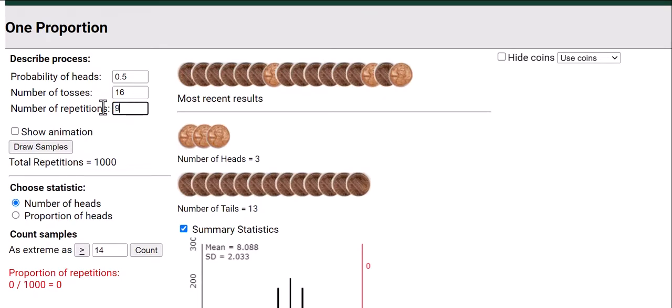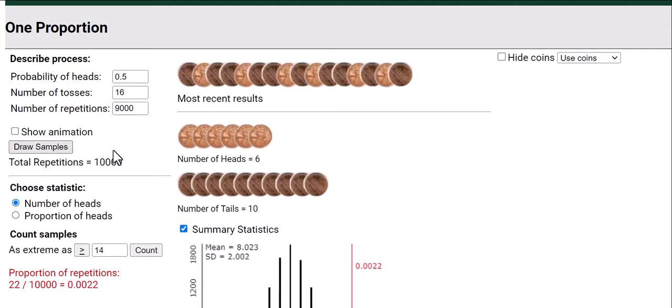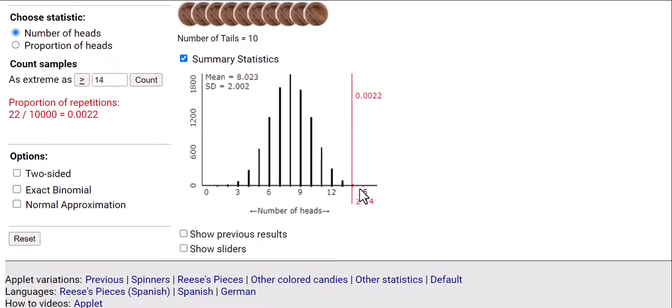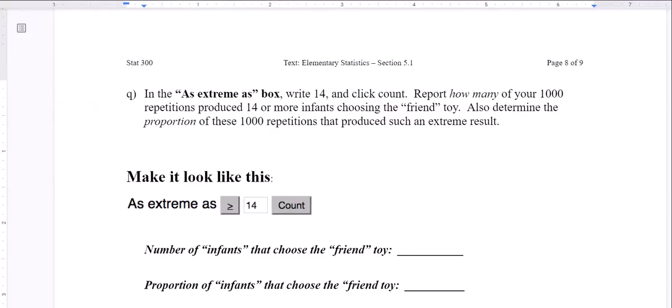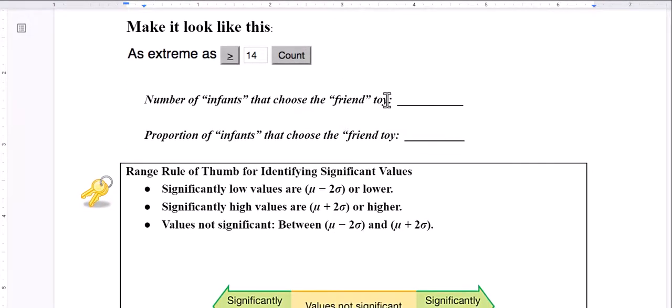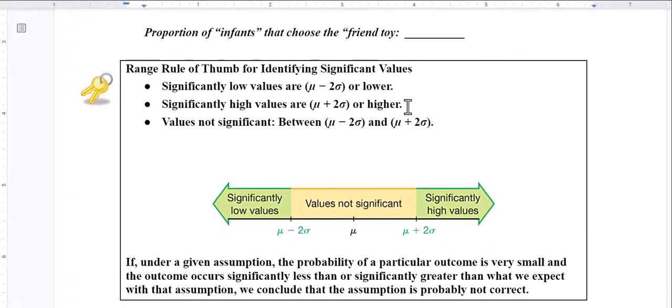And so if you want to be even more sure, you can do 10,000 reps. So I already have 1,000, so do 9,000 and draw samples. And with 10,000, notice even out of 10,000, I only got 22 results as extreme as what our researchers got. So that means out of 10,000 groups of 16 babies, only 22 of those groups had results as extreme as what our researchers got, assuming that babies are just choosing at random, that they're just guessing. And so what can we say? What is the significance of this?